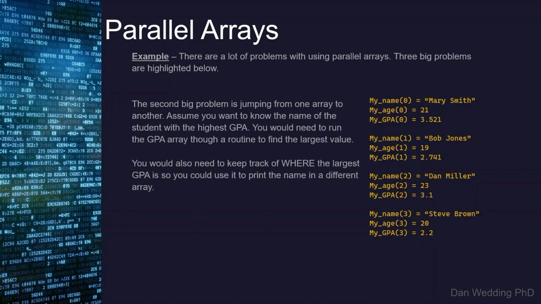The second big problem is jumping from one array to another. Assume you want to know the name of the student with the highest GPA. You would need to run the GPA array through a routine to find the largest value. You would also need to keep track of where the largest GPA is, so you could use it to print the name in a different array.